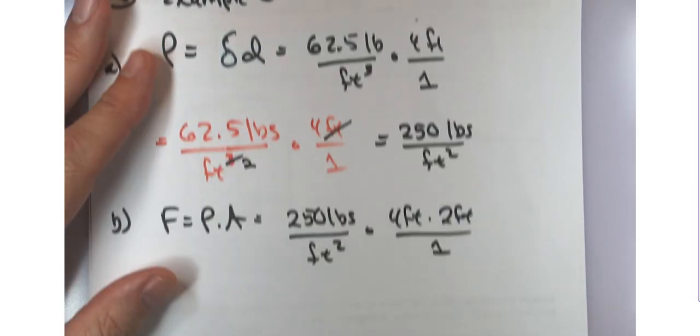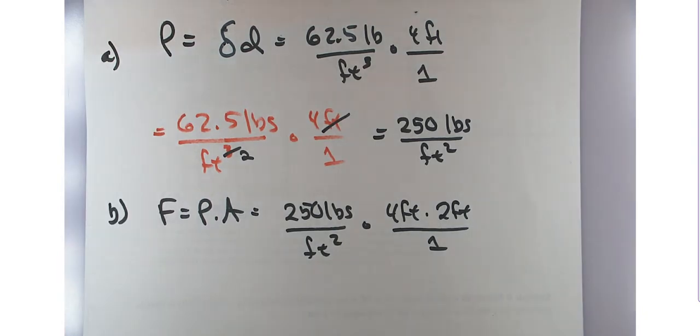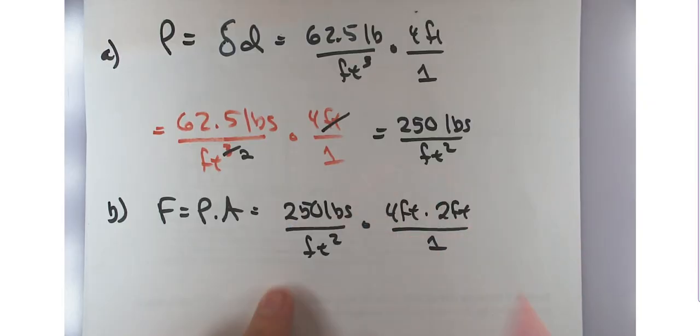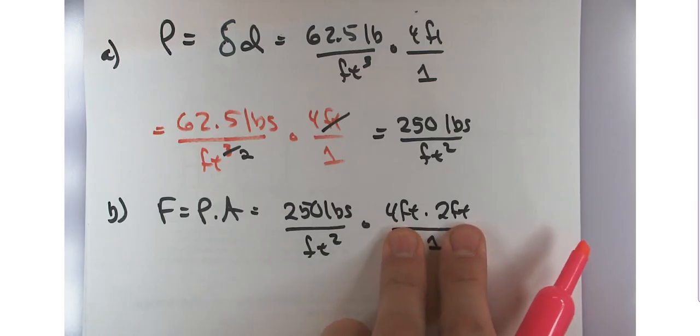And for convenience, I'll put that over 1. Again, let's keep track of the units. So here I'm going to get 8. 8 times 250, that'll be 2,000. But what's going to happen with the units? Where are those going to go? Feet squared. All right, so I'm going to get feet squared here.